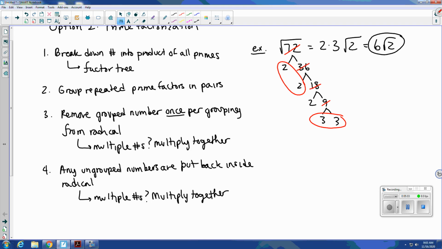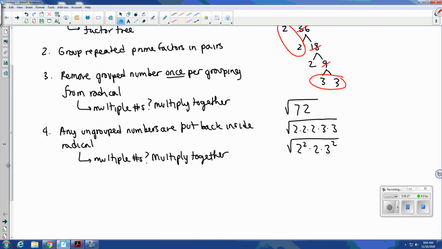Now, why does this grouping method work? Well, we said square root of 72. We can write that as 2 times 2 times 2 times 3 times 3, which can be rewritten as 2 squared times 2 times 3 squared. By writing it as squared, I'm essentially grouping in pairs. So why is grouping in pairs important when it comes to a square root? Well, we've already mentioned that the square root is the inverse operation of squaring something. And using radical properties, you could rewrite this thing like the following.